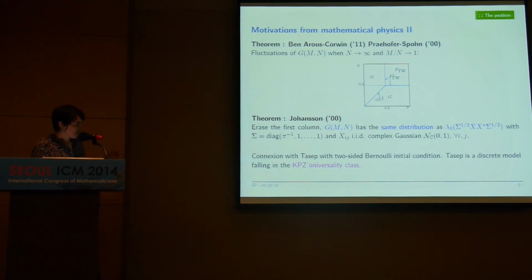Okay. There also exists a connection with TASEP discussed by Alexei Borodin yesterday with some precise initial condition, and deformed random matrix ensembles may be of interest because they provide a family of limiting distributions for the different regimes of fluctuations in the KPZ universality class in dimension 1. So these are the possible applications for mathematical physics.